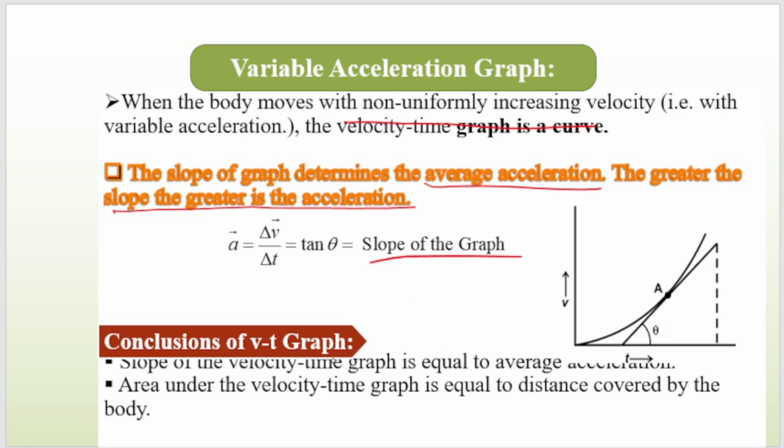Conclusions of velocity time graph. Slope of velocity time graph is equal to the average acceleration, and area under the velocity time graph is equal to the distance covered by the body.